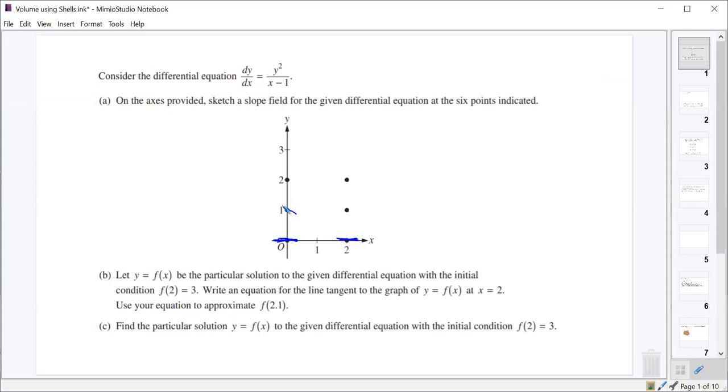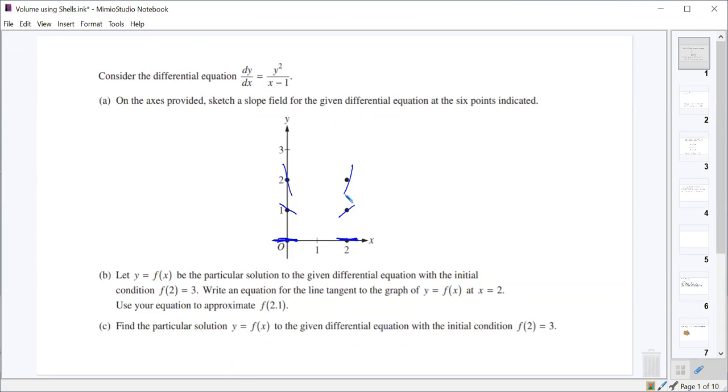-1. What about when you plugged in (0, 2)? -4. Fairly steep slope, yeah? There we go. What about when you plugged in (2, 1)? 1. And then (2, 2), 4. So this is your slope field.